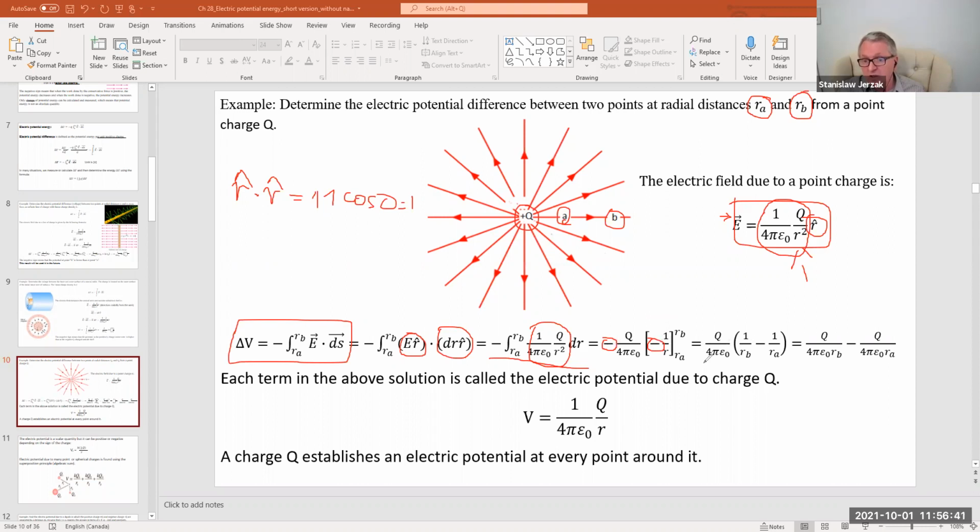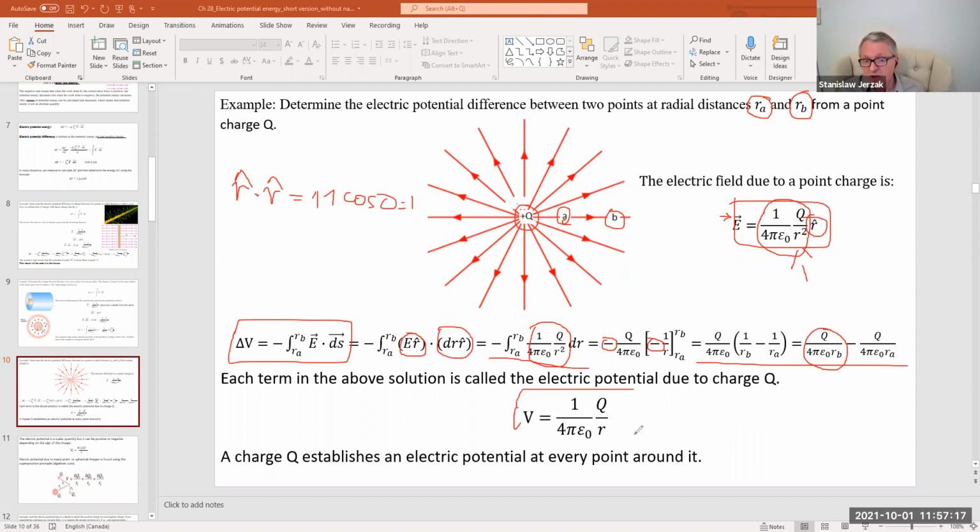So this is the final expression of that potential difference: q divided by 4 pi epsilon naught r with subscript b, minus q over 4 pi epsilon naught r with subscript a. So if q is given and r_b, r_a are given, you can calculate the potential difference between any two points in that field produced by a point charge. And each of these terms we designate by the letter V, and we call it the electric potential at a particular point in that field produced by the point charge.